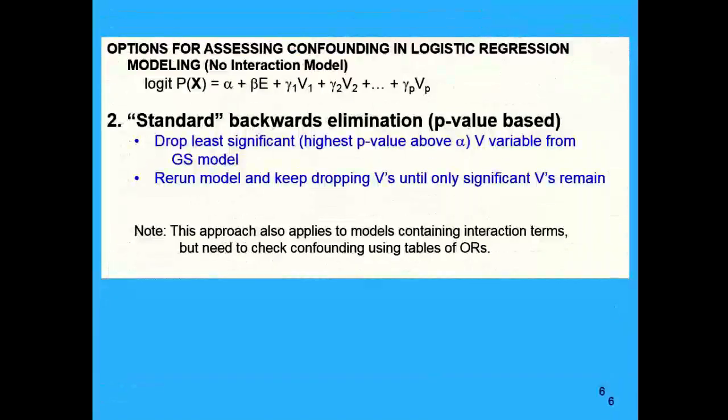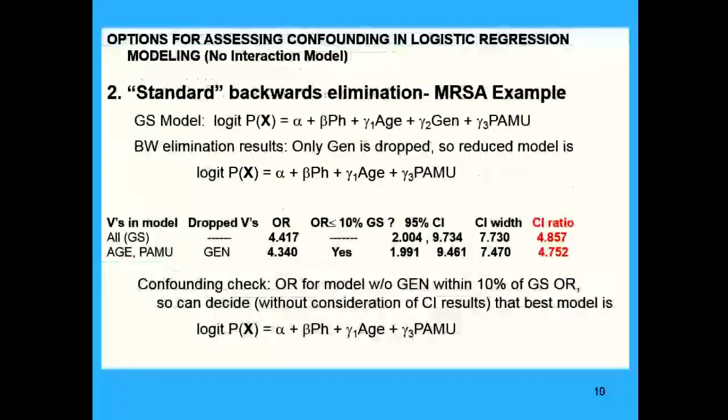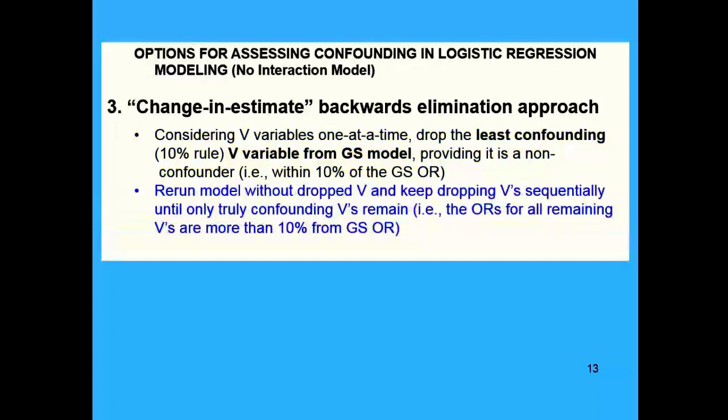Now, the only other thing I wanted to say was something about this approach. This is what the other approach is. But change in estimate approach, considering V variables one at a time, drop the least confounding variable from the gold standard model, providing it as a non-confounder. And then the second stage, rerun the model without the dropped V and keep dropping V's sequentially until only truly confounding V's remain. The only ones that are left are the ones that you decide are confounders. You're dropping non-confounders, one at a time.